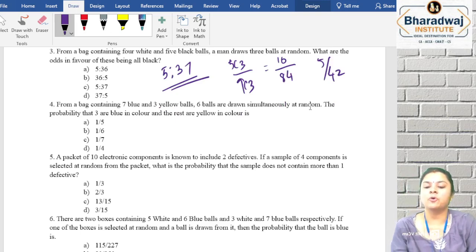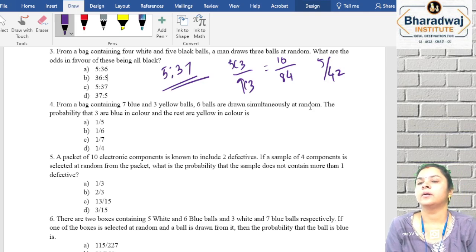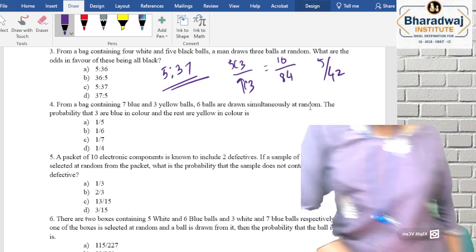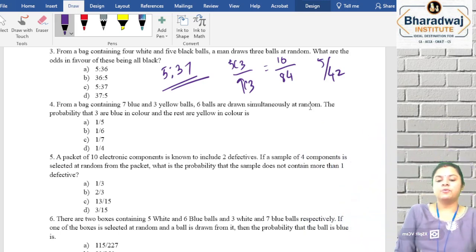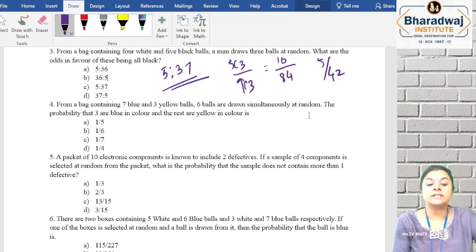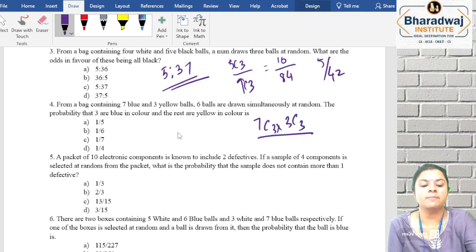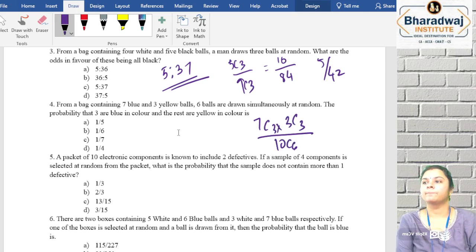Next, try questions number 4 and 5. Question number 4. A bag contains 7 blue and 3 yellow balls. 6 balls are drawn simultaneously. Find the probability that 3 are blue and the rest are yellow. So it will be 7C3 into 3C3 by 7 plus 3, 10C6. So 7C3 into 3C3 by 10C6. Any doubts? Okay.